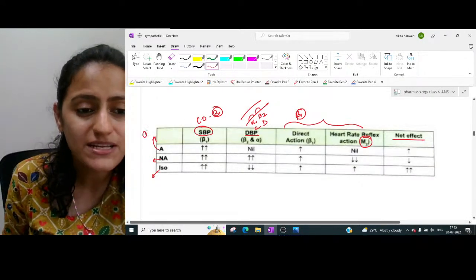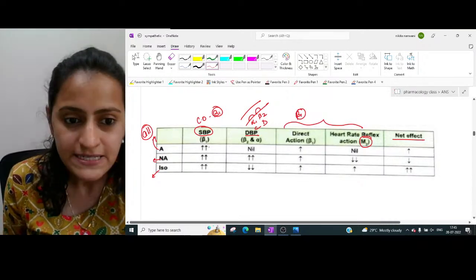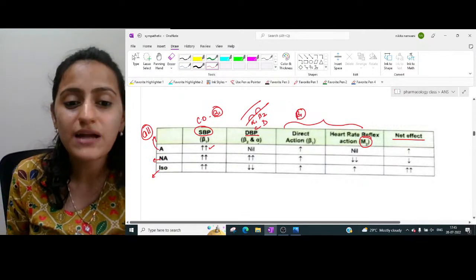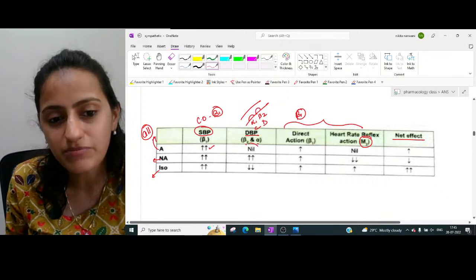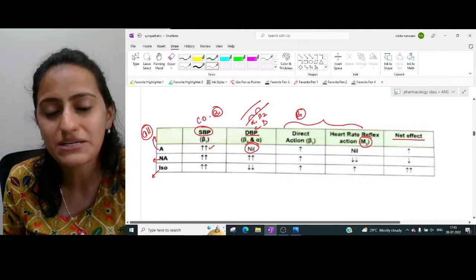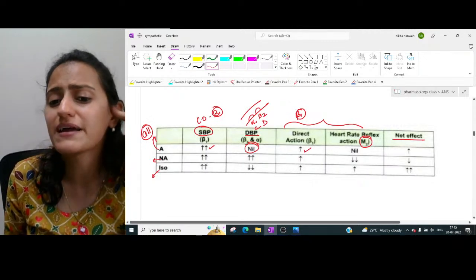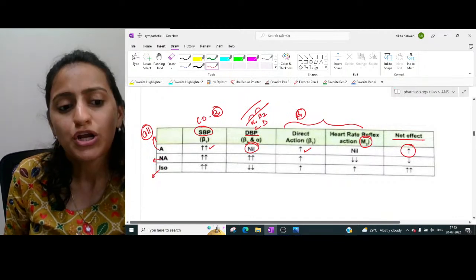Okay. Adrenaline acts on all the receptors, alpha also and beta also. So by acting on beta, it will increase systolic blood pressure. By acting on alpha and beta both, it is counteracting constriction and dilatation. So remember, diastolic blood pressure is not changing much. It increases the heart rate by acting on beta 1.